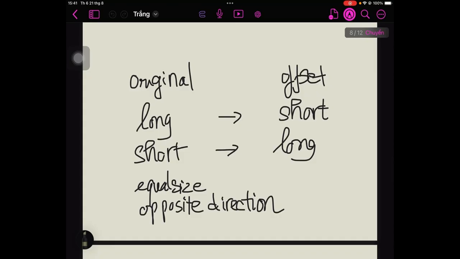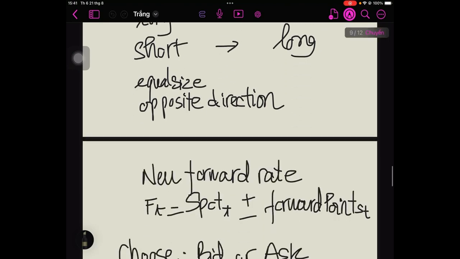So step one: create an equal and opposite forward position. This is called the offsetting position. The original and offsetting contracts have the same contract size and maturity, but the directions are opposite. This allows us to determine what it would cost to close the original position using today's market price.